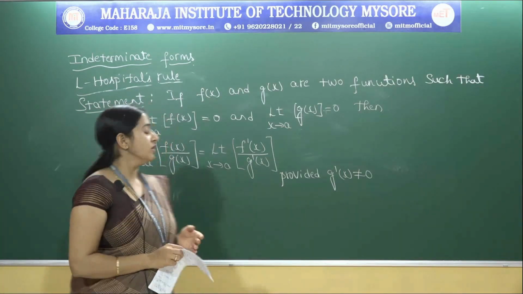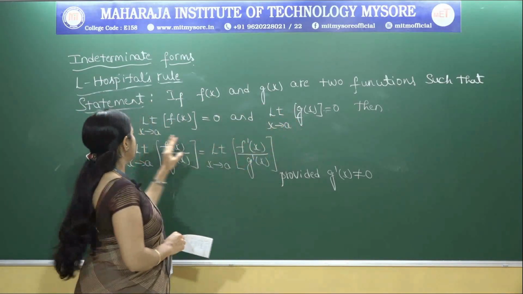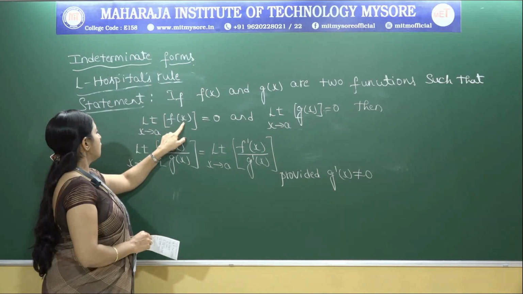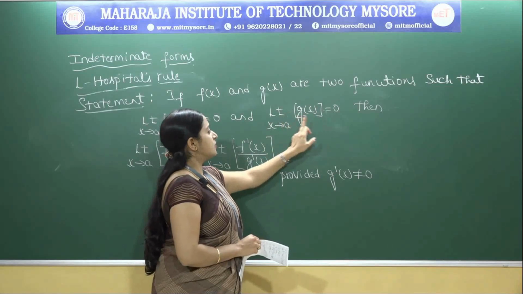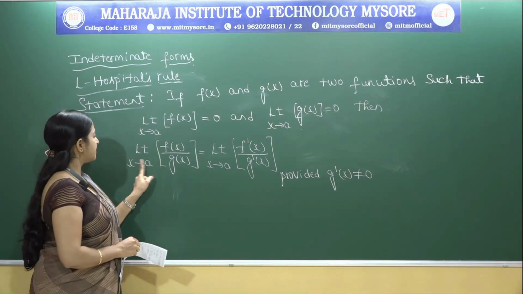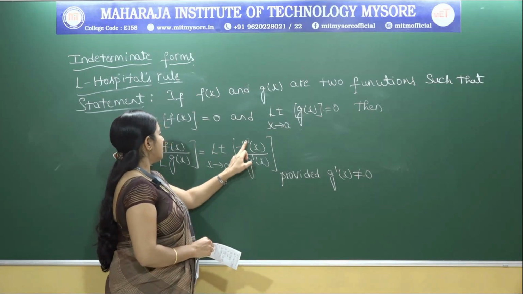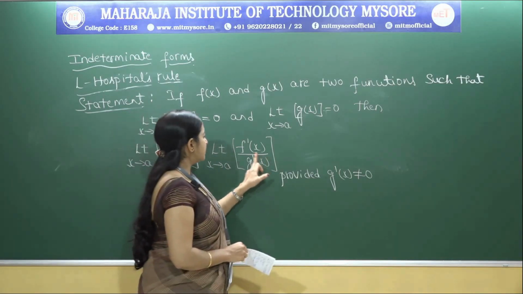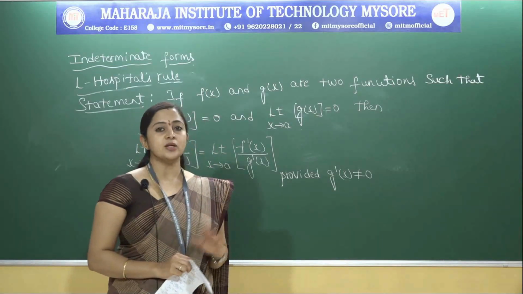of the L'Hospital rule: if f of x and g of x are two functions such that limit of f of x, limit you can write LIM or LT, both are same, as x tends to a equal to 0 and the limit of g of x as x tends to a equal to 0, then the limit of f of x divided by g of x as x tends to a, you have to differentiate the numerator and denominator separately, that is f dash of x divided by g dash of x as x tends to a, provided this denominator term g dash of x is not equal to 0. So this is the L'Hospital rule.